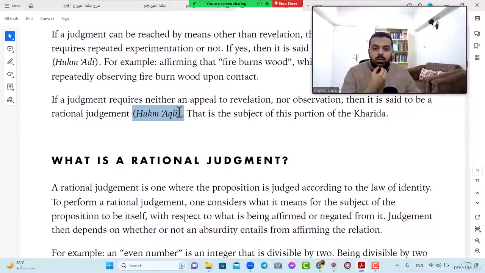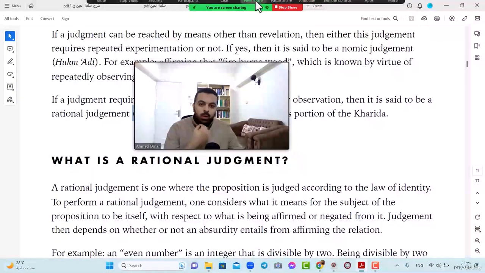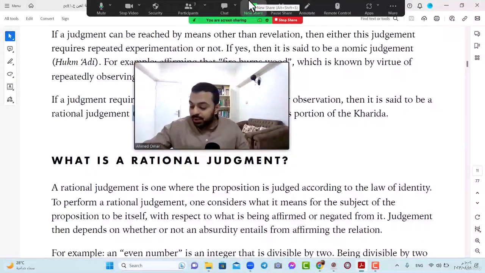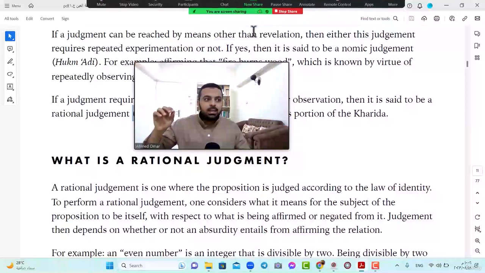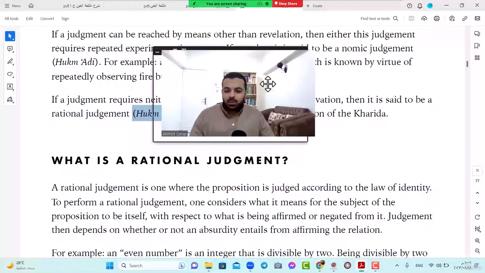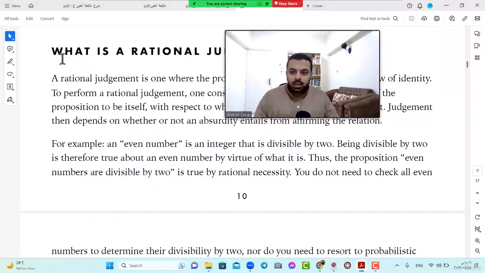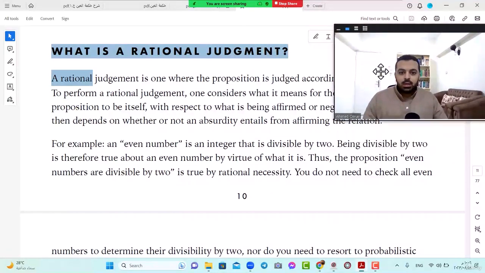Yes. So we're going to work with hukm aqli, with the reasoning. And look, now if we are talking about the reasoning, not even the scientific judgment or the hukm adi, the one that uses repeated experiment, imagine how sure we are about the results we reach, because it's impossible for it to be otherwise. This is the beauty of logic and the beauty of thinking logically. Now, what is a rational judgment?